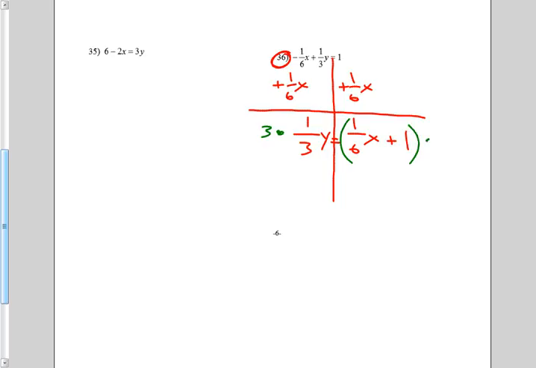And I'm going to do every term, I'm just going to do this as a distributive property, times 3. These will cancel out, and I'll be left with y equals. What I'm going to need to do is 1/6 times 3 and 1 times 3. Well, I don't know about you, but I'm not doing a fraction times something else without the aid of a calculator.